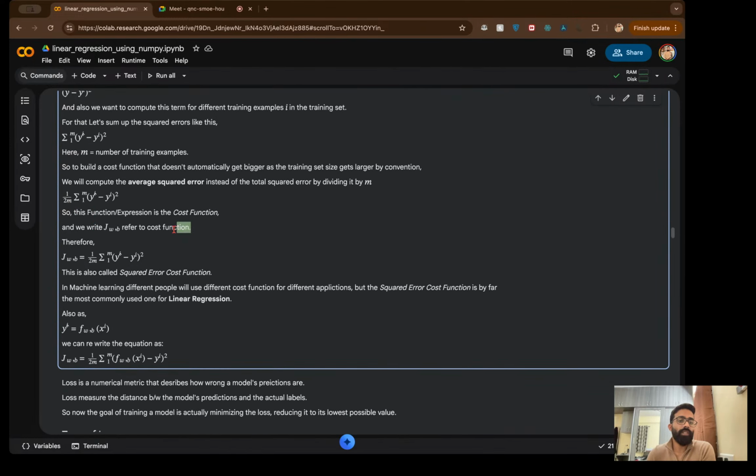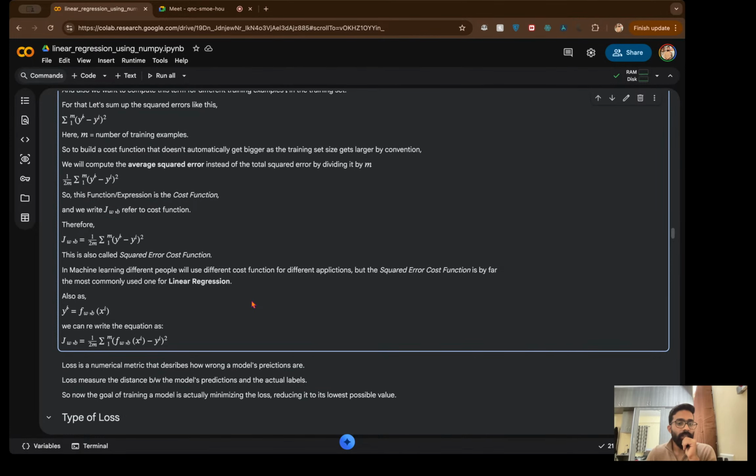Now here comes the cost function, J(w,b). We are defining it as J, just the way we have defined our model function as f. This is the mathematical formula of the cost function: 1 by 2m sigma i = 1 to m of (y hat i minus y i) whole square. This is called the squared error cost function.